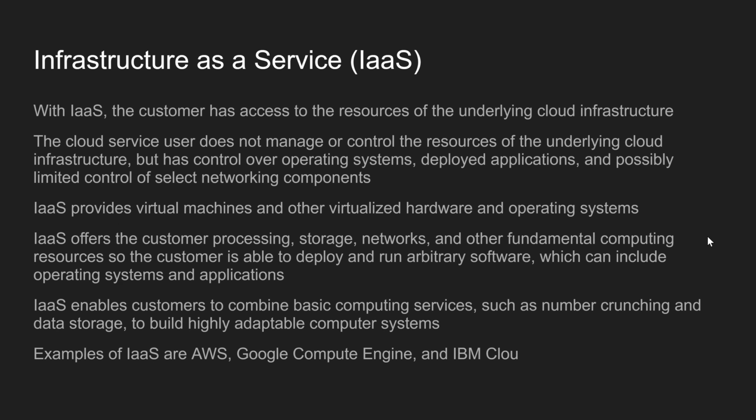Infrastructure as a service. With IaaS, the customer has access to the resources of the underlying cloud infrastructure. The cloud service user does not manage or control the resources of the underlying cloud infrastructure, but has control over the operating system, deployed applications, and possibly limited control of select network components.